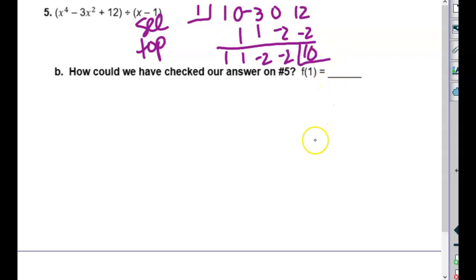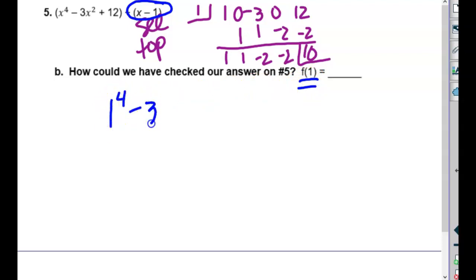Did we get 10 yesterday when we did it? Okay. So how could we have checked our answer is their question. We were doing x minus 1. You could check your answer by finding f of 1. That would be pretty darn easy to do, right?